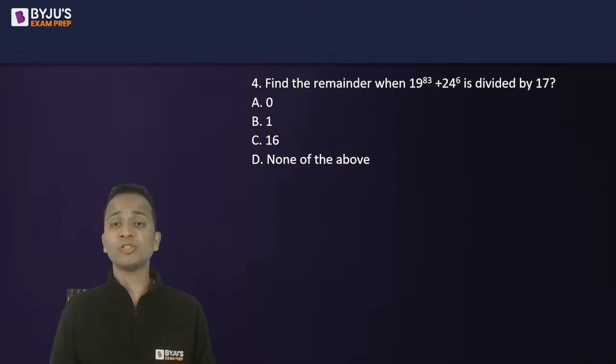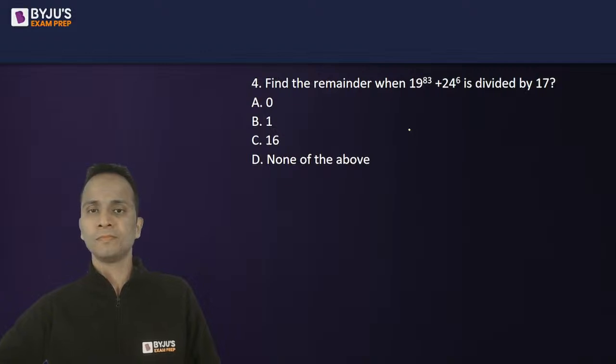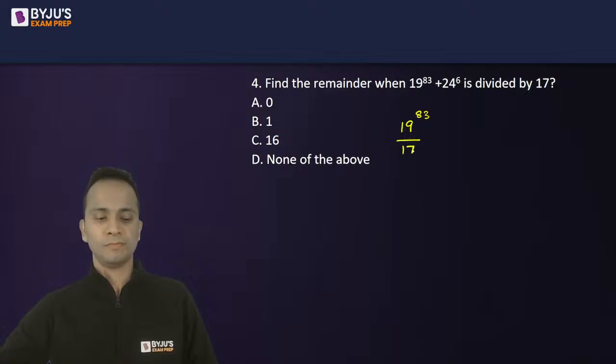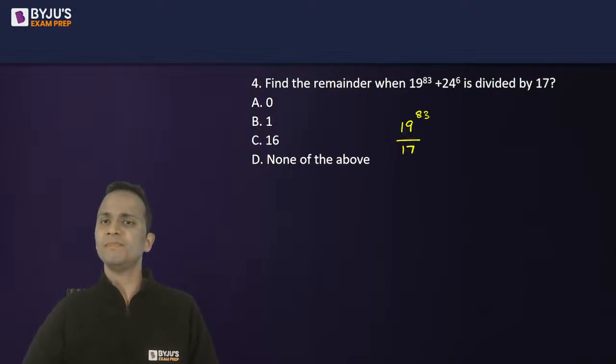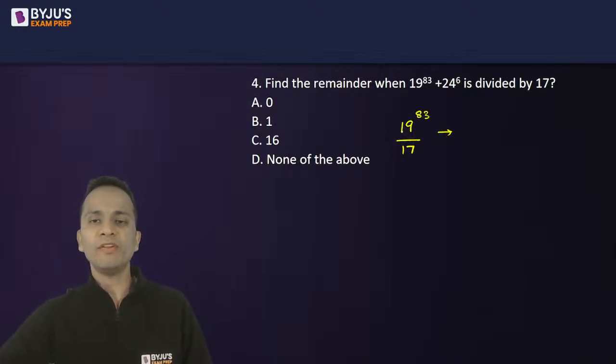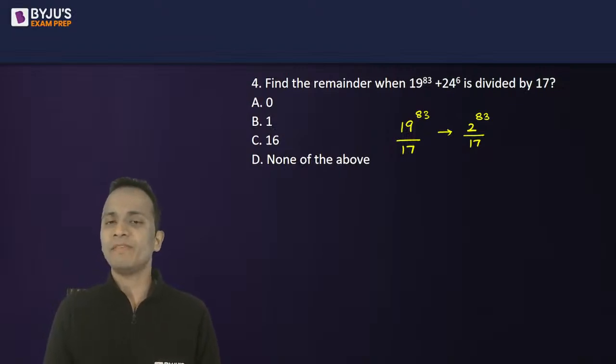Let me see who will be the first person to answer this question. Now the first part is 19 raised to the power 83 divided by 17. So 19 when divided by 17, the remainder is 2. So it will be 2 raised to the power 83 upon 17. Aniket says that it is B, that is 1. Aniket will check. So 2 raised to the power 83, now I'll divide it by 17.